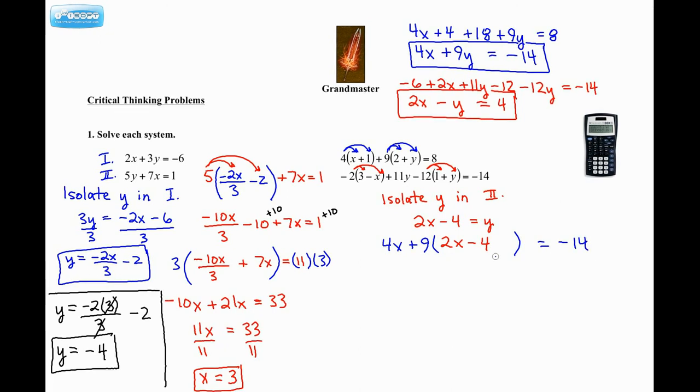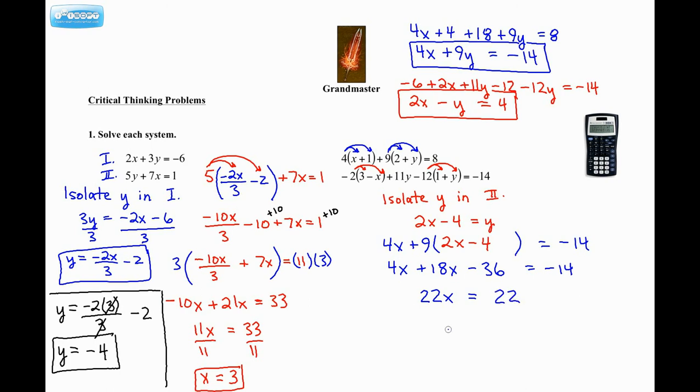All right, so this equation is easily solvable because it only has x's in it. So this is 4x. Okay, apply distributive law. So from here I get plus 18x minus 36. That's equal to minus 14. Let's combine like terms. This gives me 22x, and I'm going to add 36 to both sides, and that gives me 22 on the right. Isn't that convenient? It's convenient because we just divide both sides by 22. Isn't that nice? So x is just equal to 1.